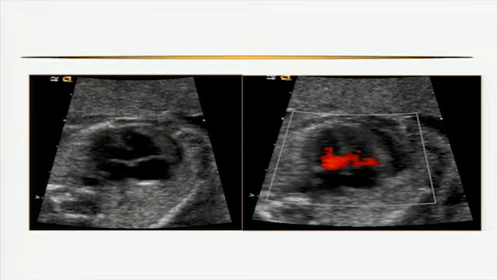Now we're looking at the heart. So looking at the posterior to anterior, left to right, cross section of the heart in that 4-chamber view, and then putting color on here because it looks like there might be some loss of integrity of that septum there.